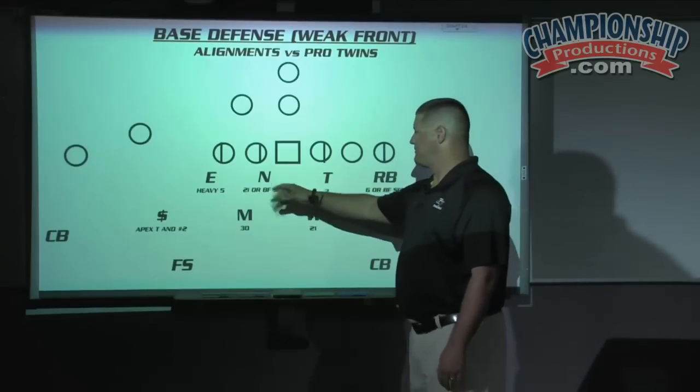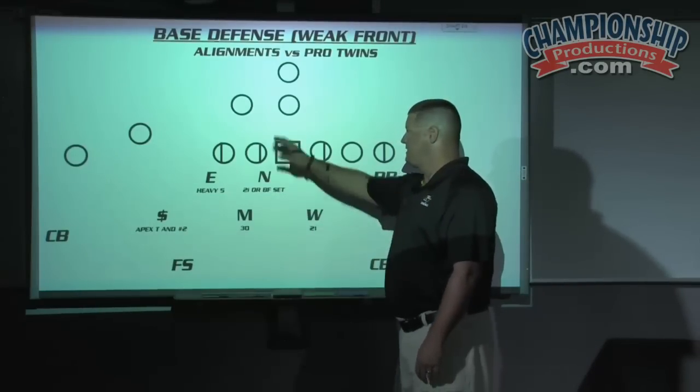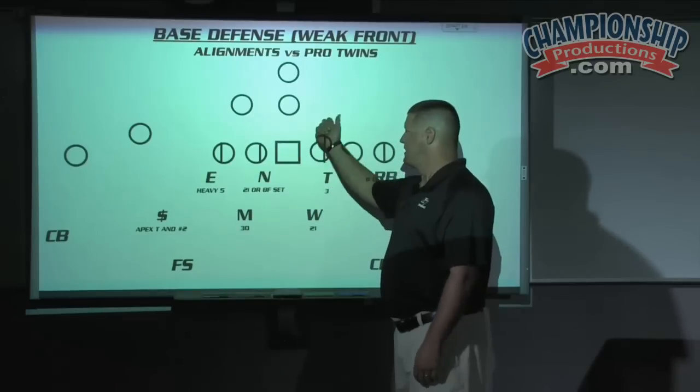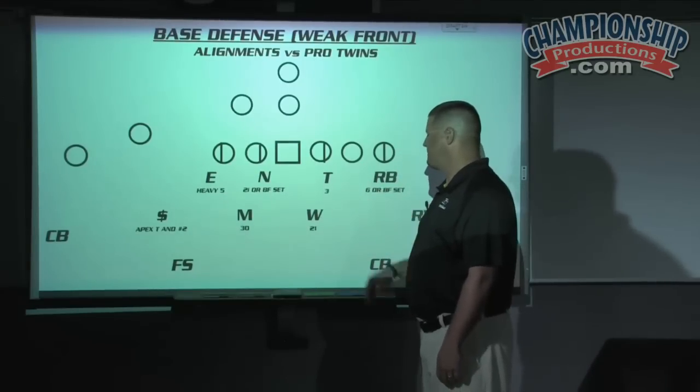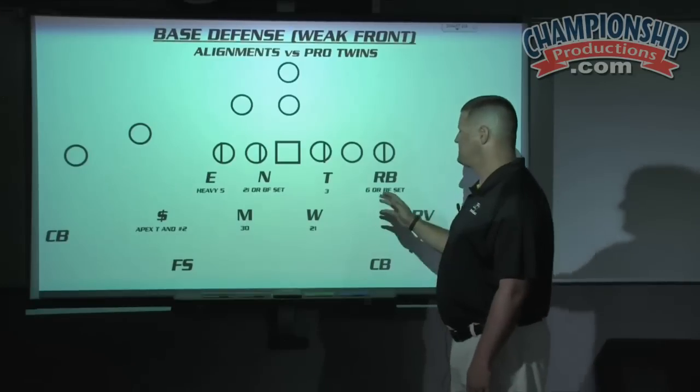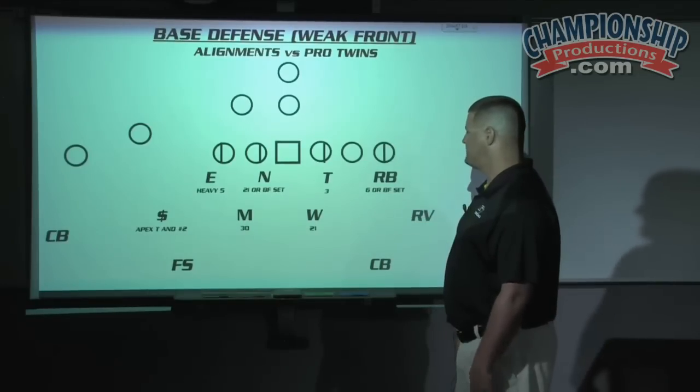Okay, nothing changed up front here. Fullback's off. If the fullback's offset to the nose, he's going to be in a 2-eye. If he's the other way, he's just going to be in a shade. 3 technique, for the most part, we're going to usually keep in a 3. Sometimes we may widen him out if the back is on his side.